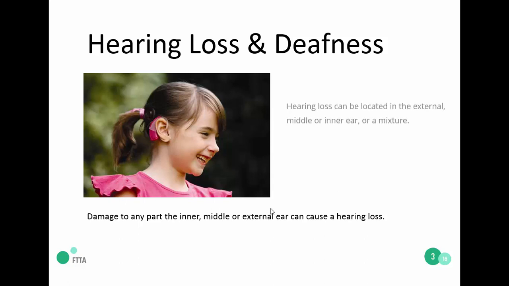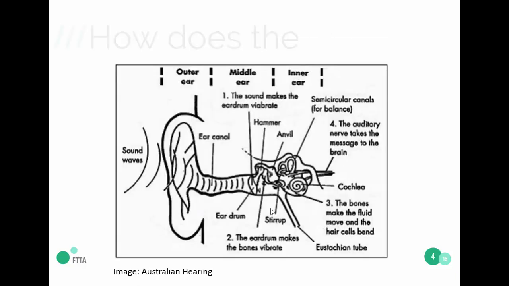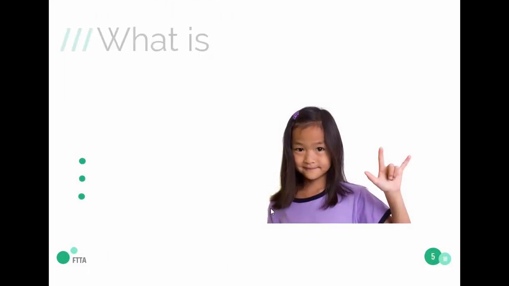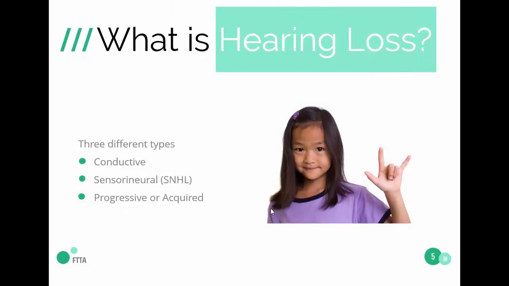So hearing loss can be located in the external, middle or inner ear. So they're talking about the physical part of hearing loss, how that happens in the actual ear itself, or a mixture. Damage to any part of the inner, middle or external ear can cause hearing loss. We'll just get through this quite quick because I've spent quite a lot of time explaining that the medical side of things is not something that we want to spend too much time on. I'll just go back to that one quickly.